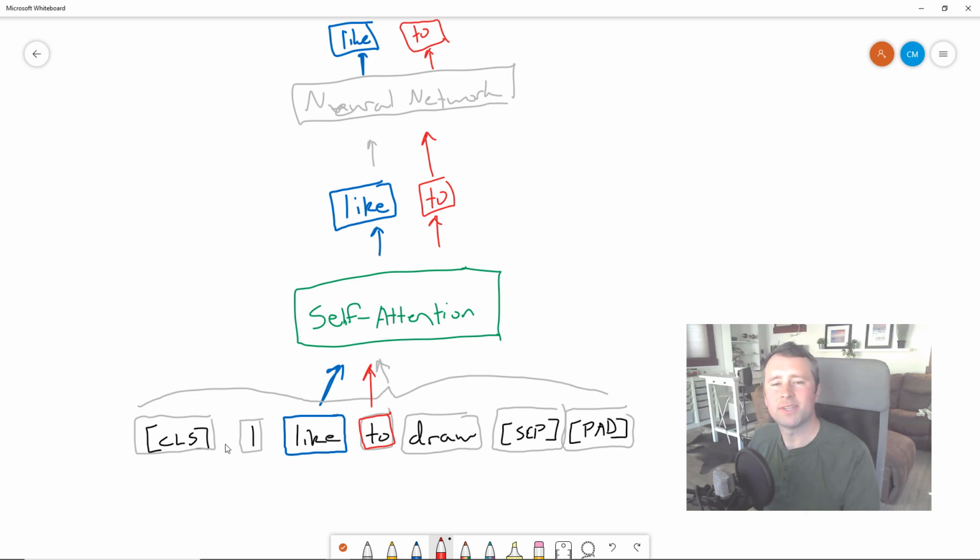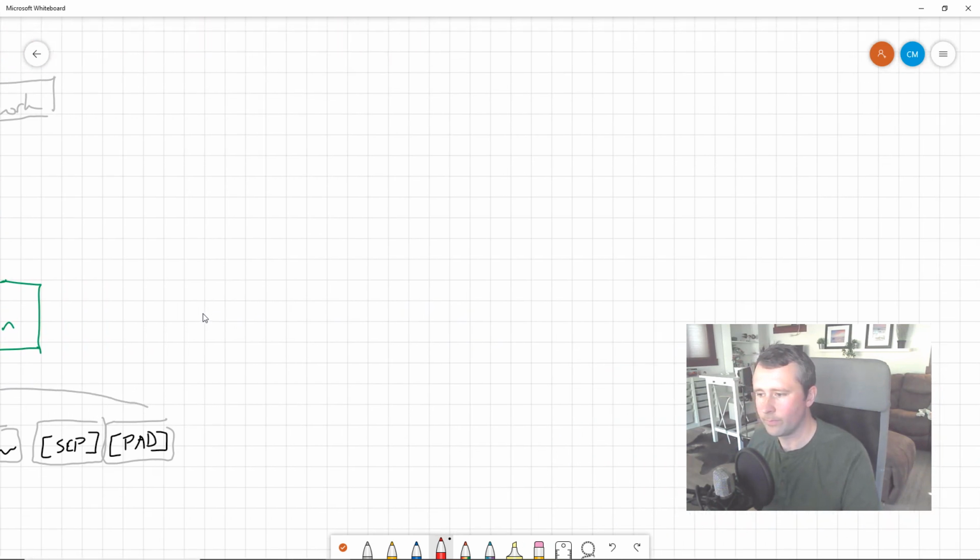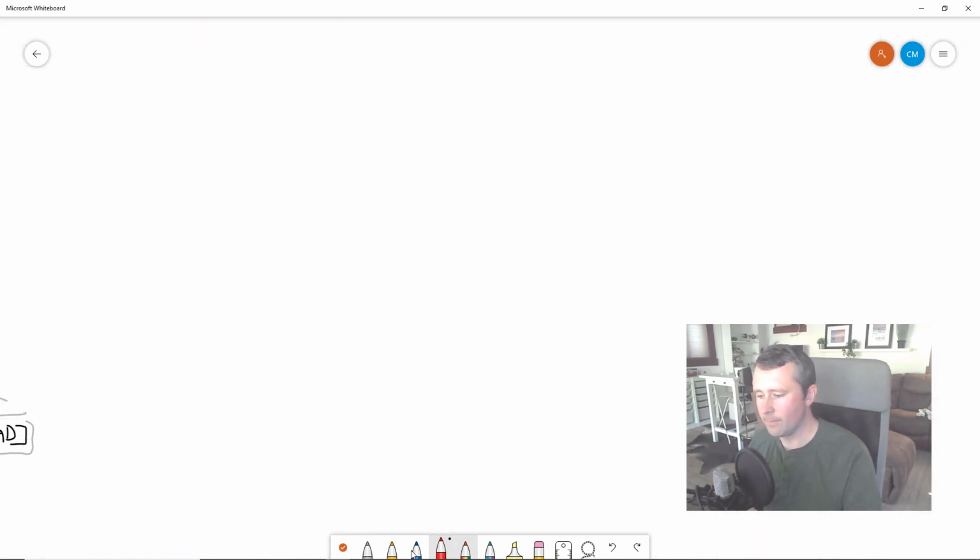If we were to process this sentence with a traditional recurrent neural network, then let's say we take the word I, and we've got this RNN.